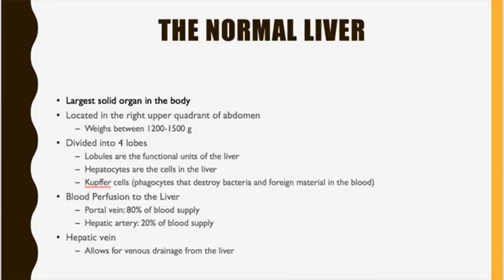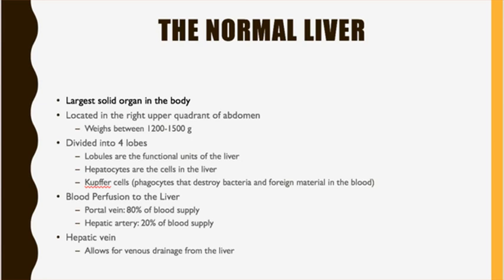All right, so a brief bit about the normal liver. It is the largest solid organ in the body, located in the right upper quadrant of the abdomen. It weighs between 1,200 and 1,500 grams, and the liver is divided into 4 lobes. They call each one of them a lobule, and it is the functional unit of the liver. Hepatocytes are the cells in the liver. And then another thing you need to know is Kupffer cells. Kupffer cells are phagocytes that destroy bacteria and foreign material in the blood.